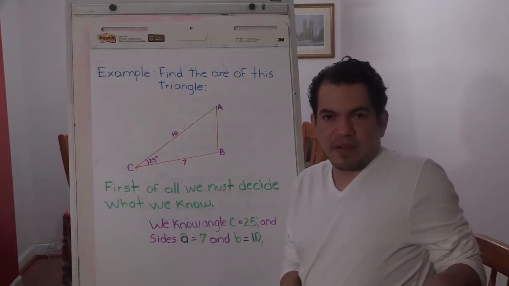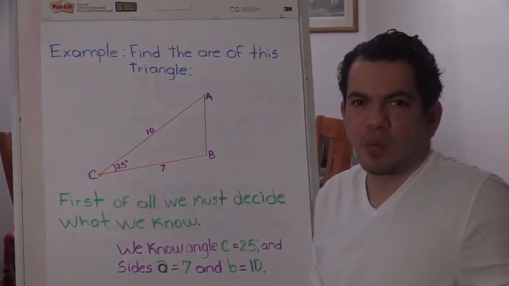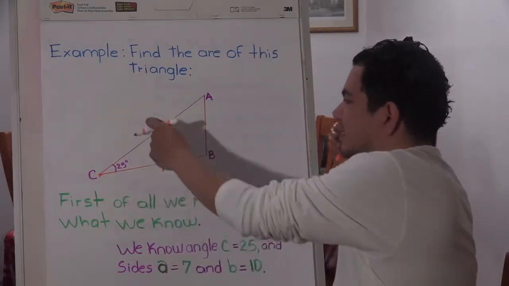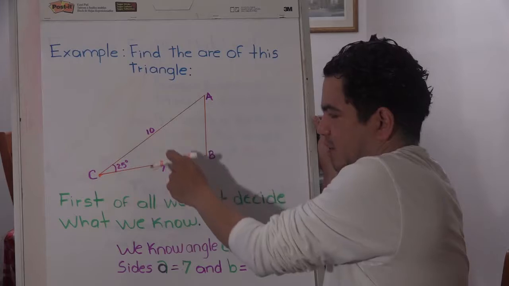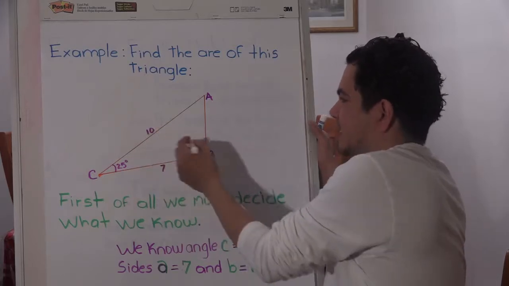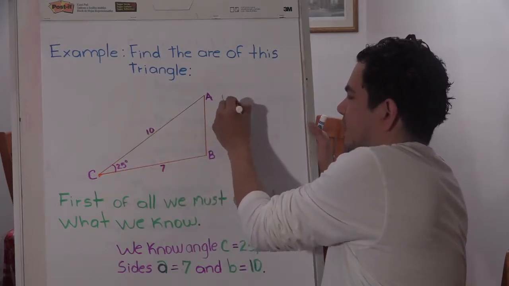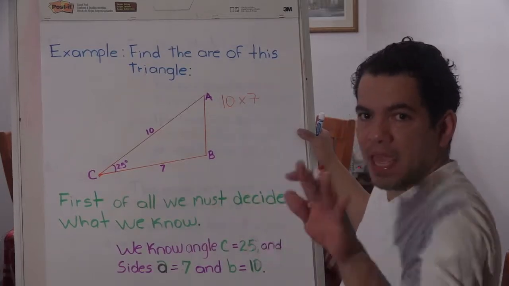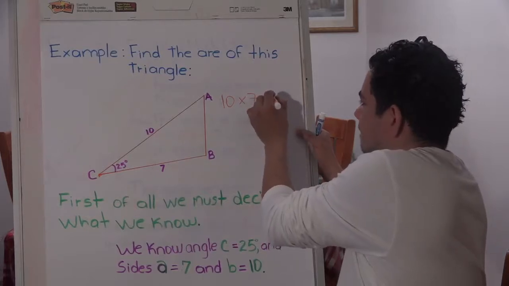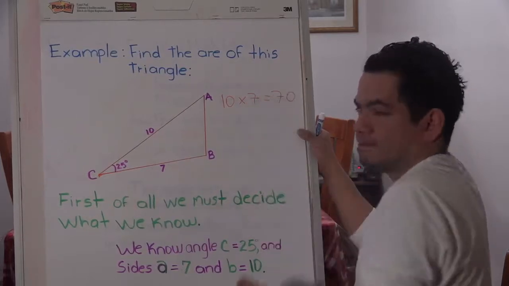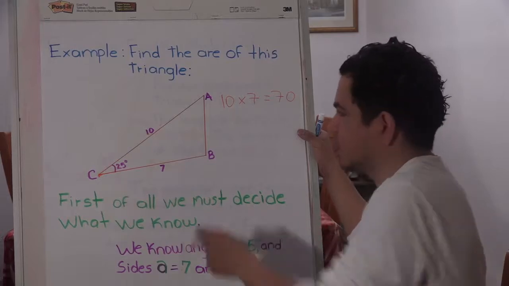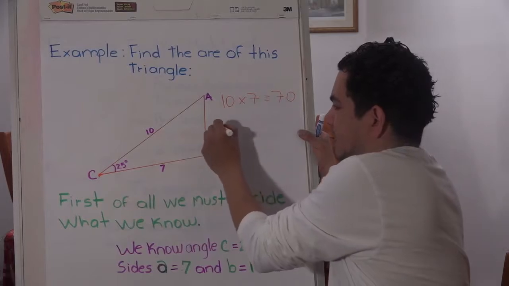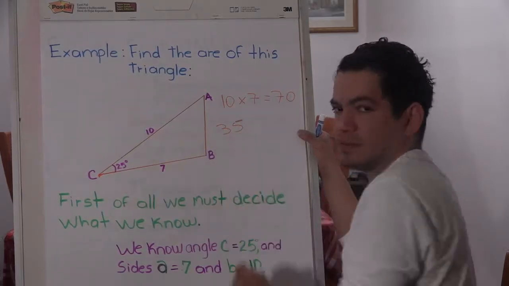Let me see if I can make this a little larger. Okay, better. So what I mean is the following. Take the product of the two sides. In this case it will be 10 times 7, and that becomes 70. So far so good? Take half of that, and that becomes 35.